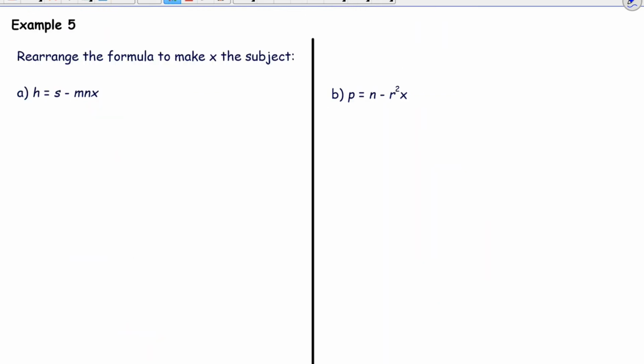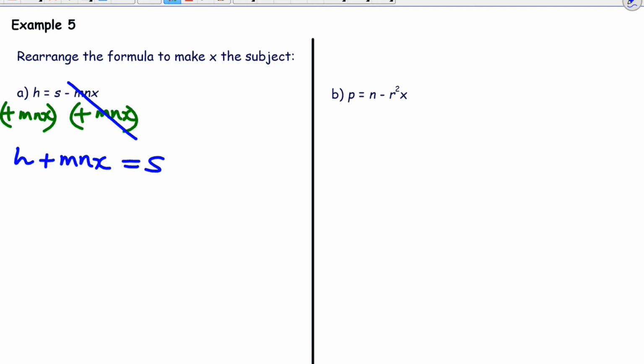Example 5. Rearrange the formula to make x the subject. So we shall apply the same process. The first step will be adding mn and x on each side. So add mn and x. Because it's an equation, it has to balance. Okay. Negative mn and x plus mn and x will be equal to 0, just like negative 2 plus 2. So we shall be left with h plus mn and x is equal to s.